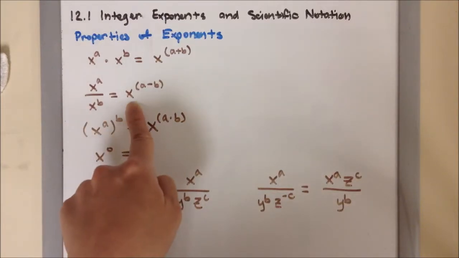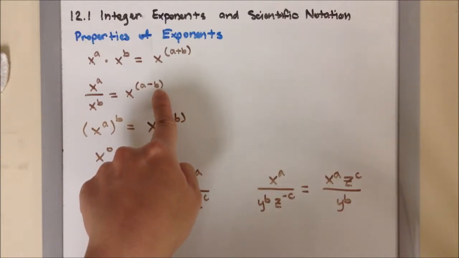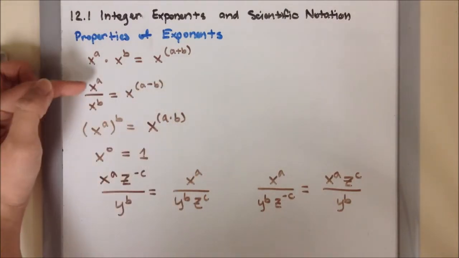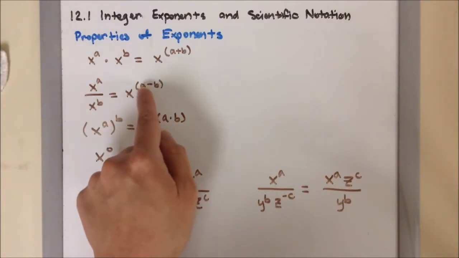So it's going to be x with my top exponent a minus my bottom exponent b. Now be very careful when you're subtracting and you have negative exponents, so make sure to follow the order: top minus bottom.